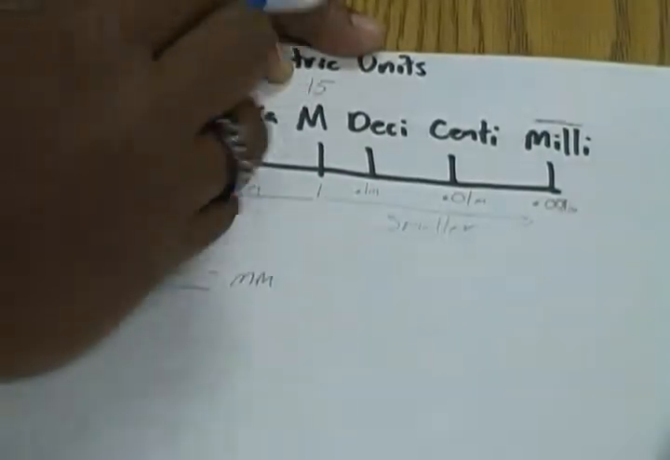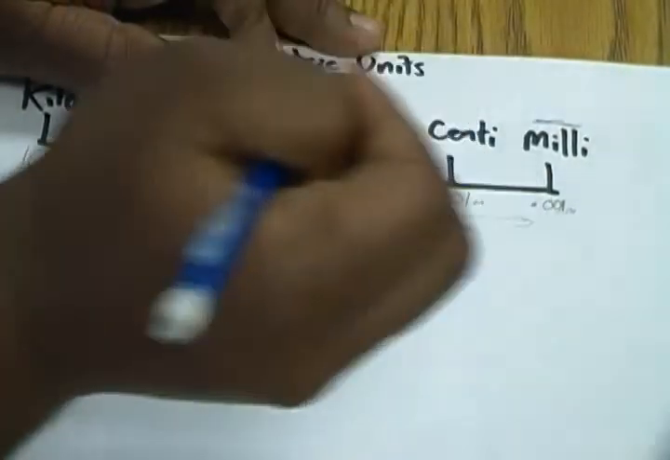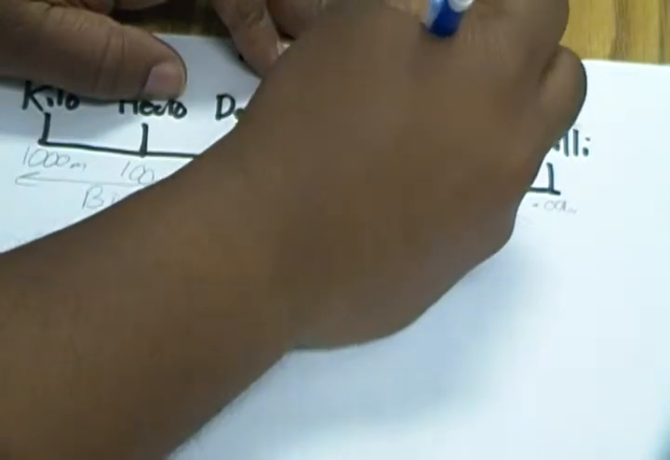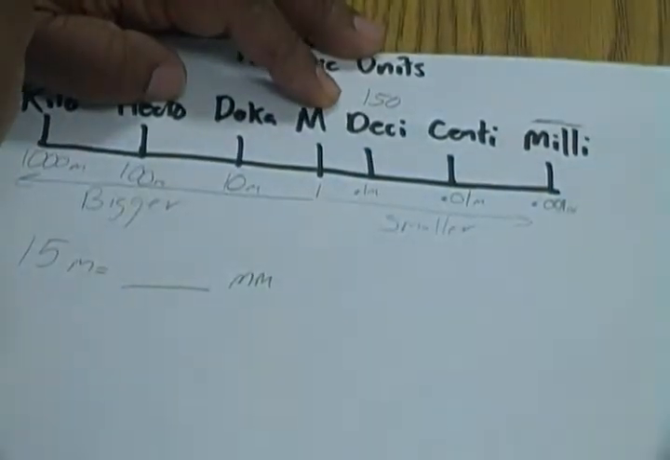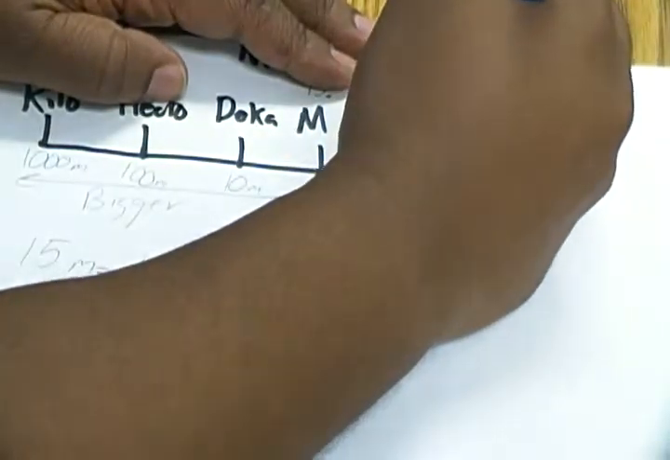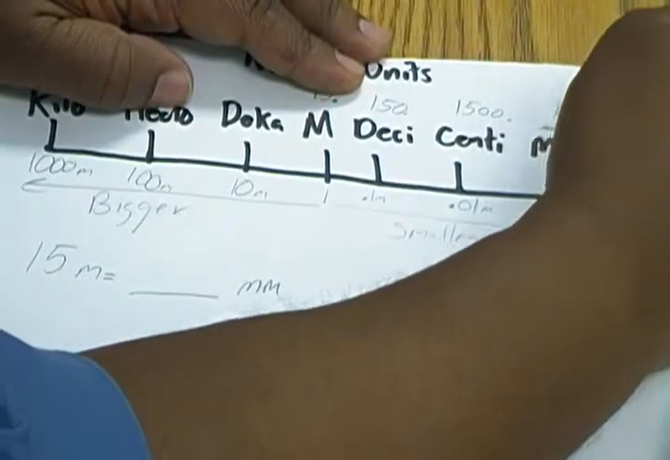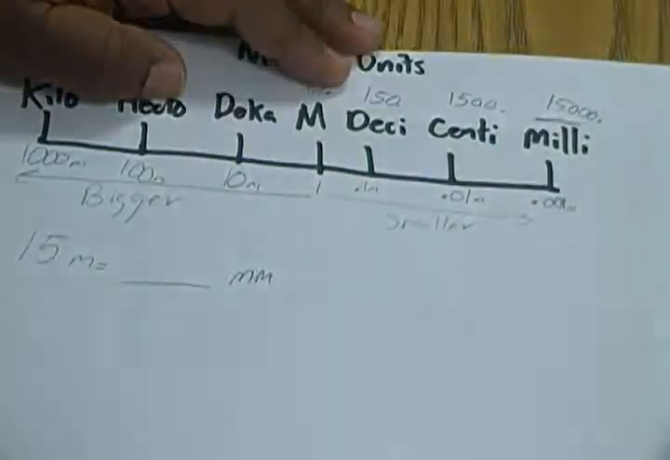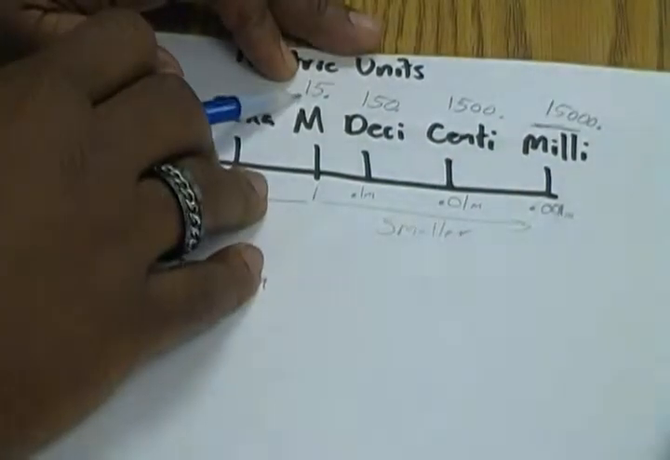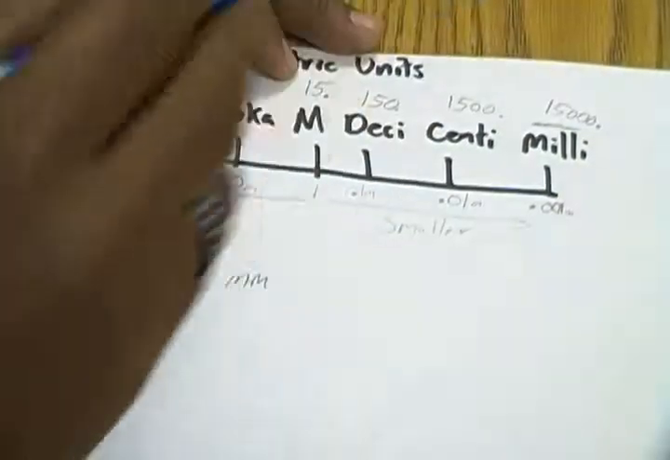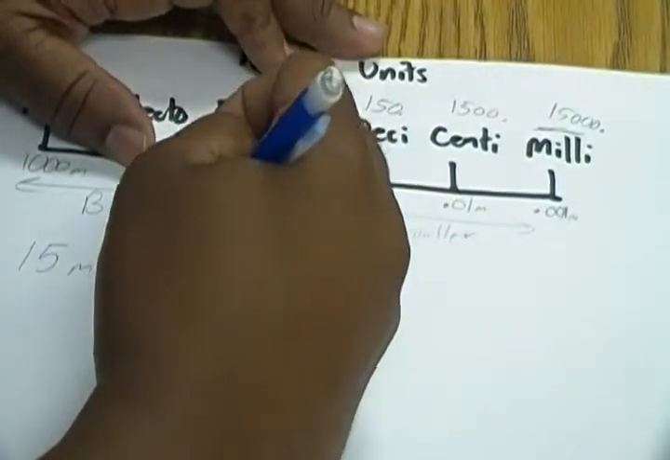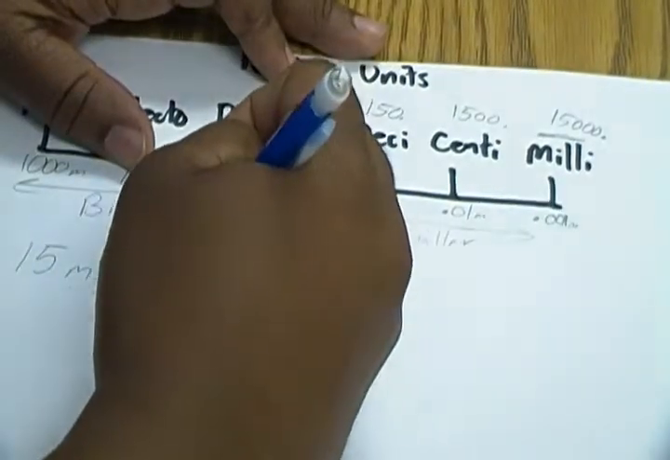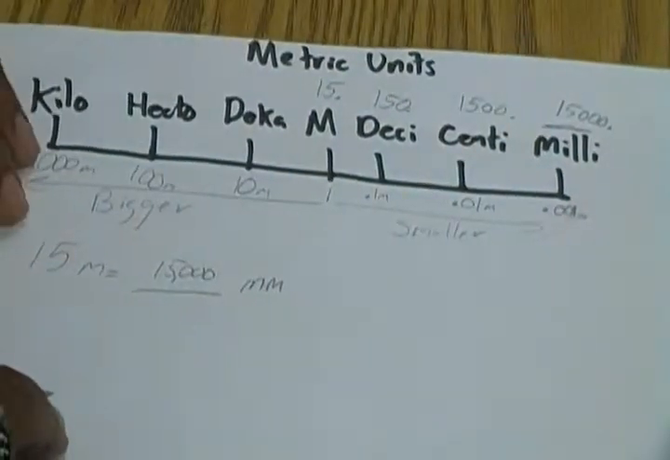So it's going to start off here. Our decimal is always behind it if you don't see it. So I need to move it over one time to go to deci, but that's not where we're stopping. 2 times to go to centi, and then the 3rd time goes to milli. So in 15 meters, there are 15,000 millimeters. Alright, it works the opposite way too.